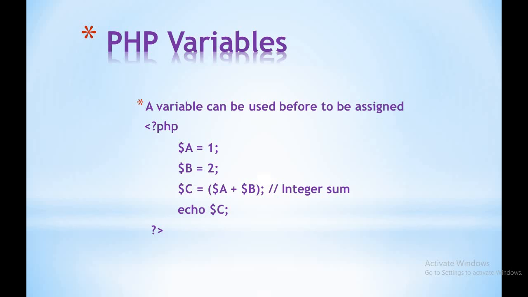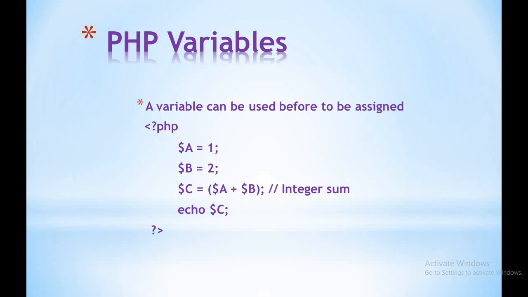For example, a equal to 1, where a is the name of the variable. b is another variable, b equal to 2. c is another variable, which has been assigned the expression $a plus $b. If we add these two variables, we get a value, and the value is stored in the variable c. If we give the statement echo $c, the dollar symbol is very important to print the value. Wherever we use the variable, we definitely have to use the dollar symbol. That is the difference between C and PHP variables.